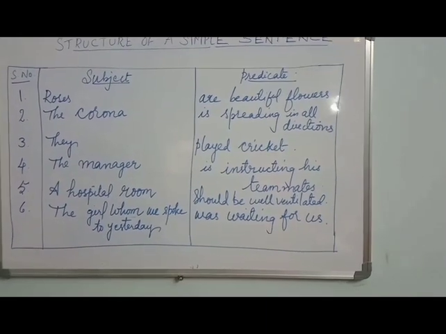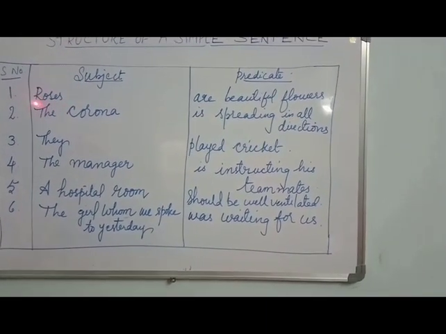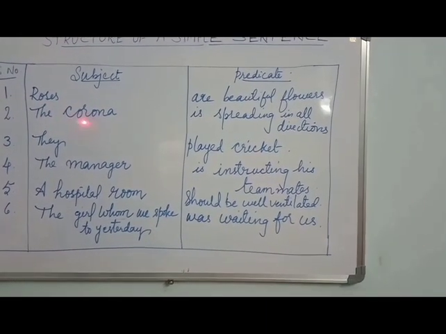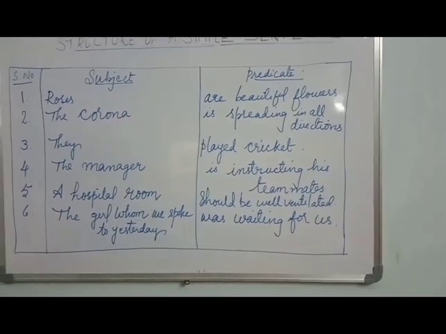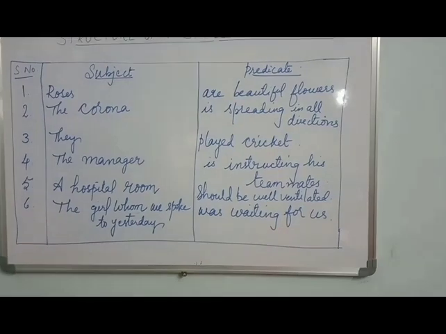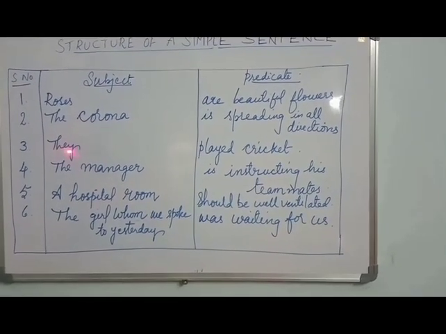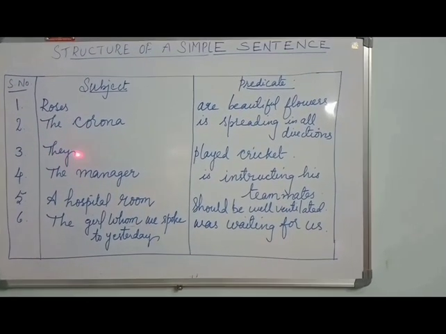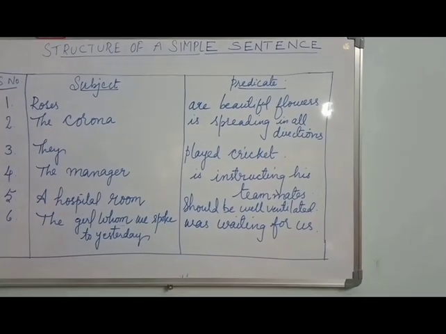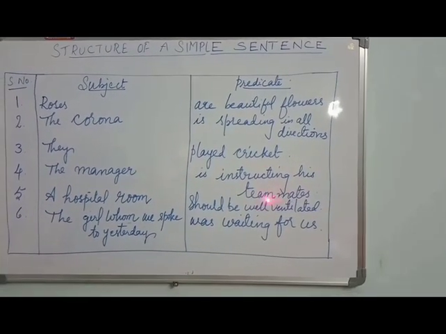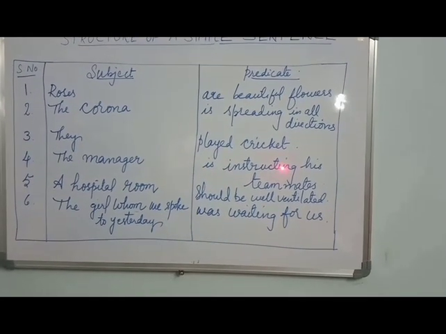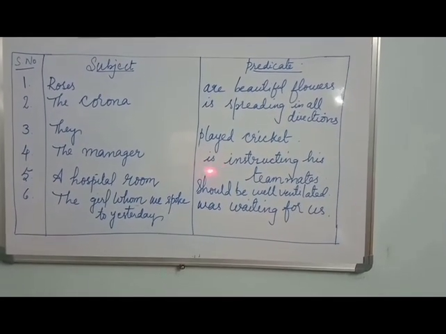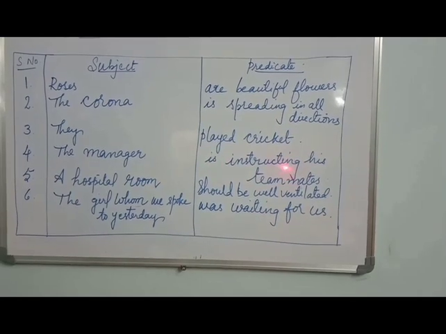They played cricket. So in the first sentence, the subject is a single word, roses. In the second sentence, the subject is corona, which has a helper, the article. In the third sentence, the subject is only a pronoun. In the fourth sentence, again, what happens? The manager is instructing his teammates. What is your verb there? Is instructing. Again, your verb is in the present continuous form, be plus ing.